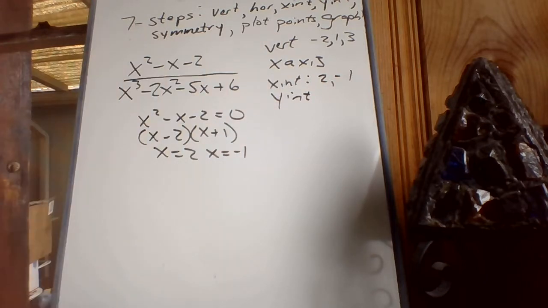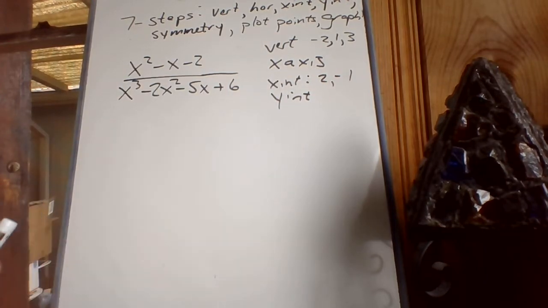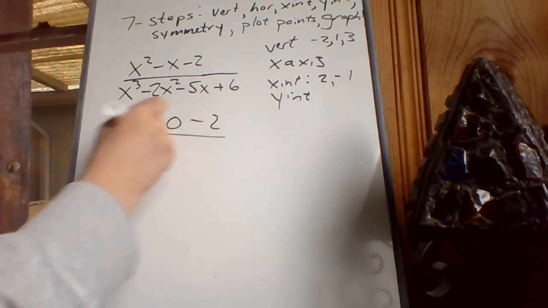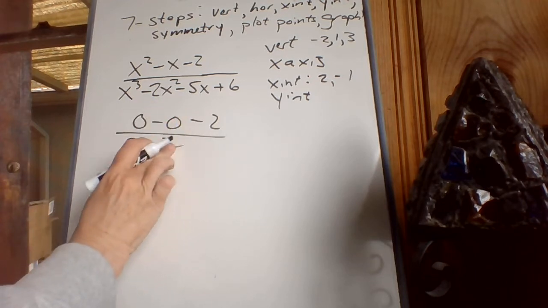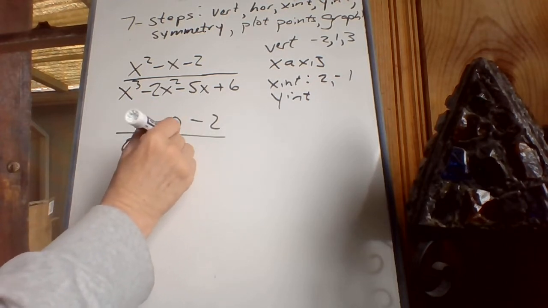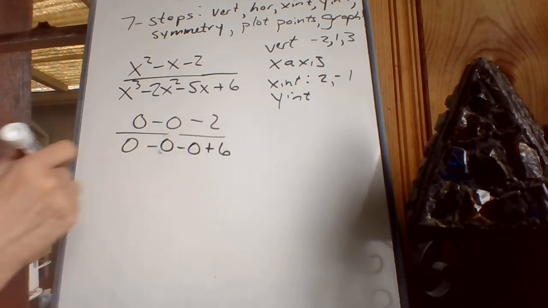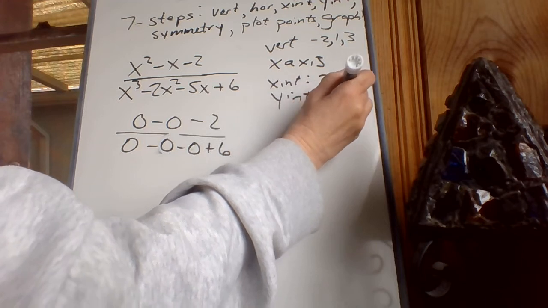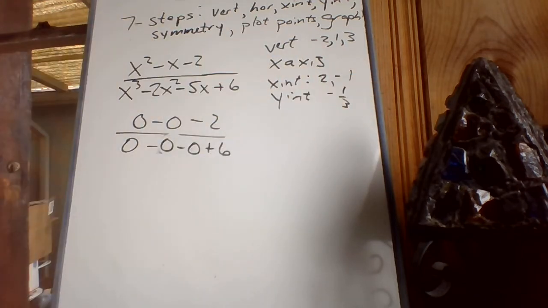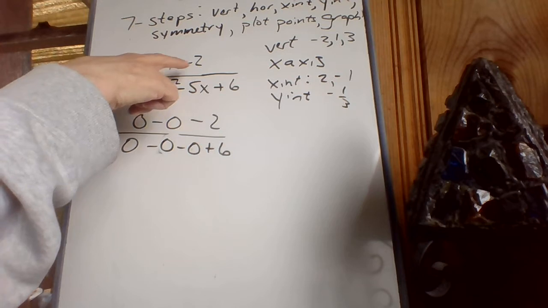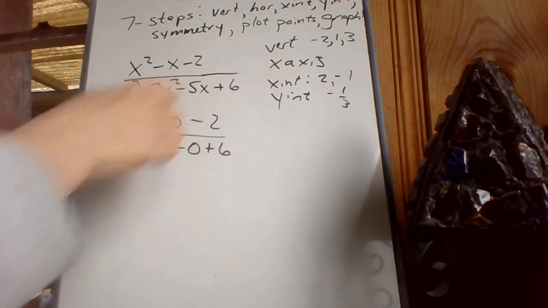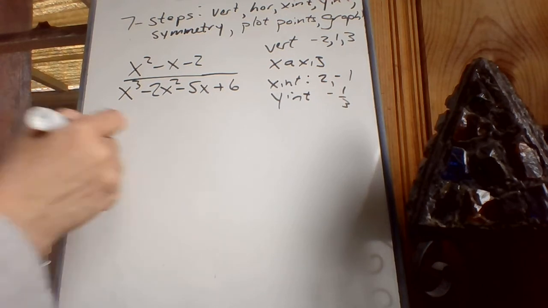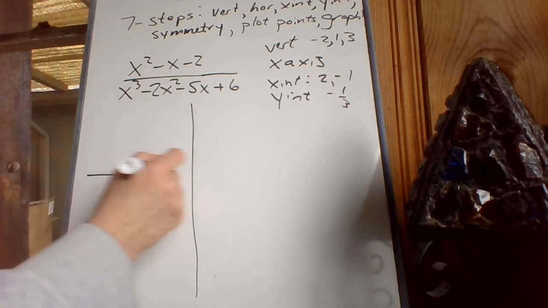Y-intercepts. You plug in 0. So it would say 0 minus 0 minus 2 over 0 minus 0 minus 0 plus 6. So it's -2 over +6. So that'd be -1/3. Symmetry. Nope, not symmetric. I got even, odd, even, odd, even, odd, even. No, definitely no symmetry.